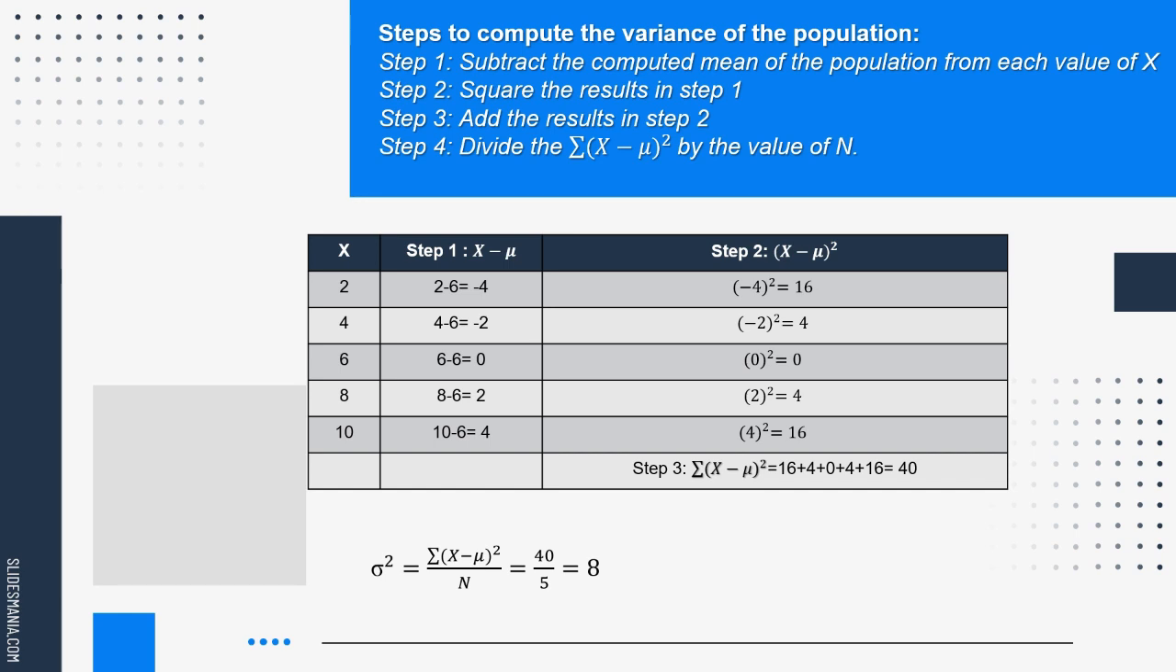For the step 3, we will add the results in step 2. That is 16 plus 4 plus 0 plus 4 plus 16, that is equal to 40. For the step 4, divide the summation of the quantity of x minus mu squared by the value of n. That is equal to 40 divided by 5, that is equal to 8.